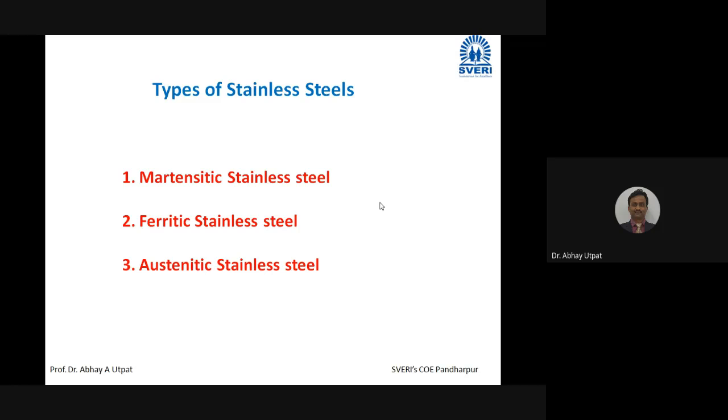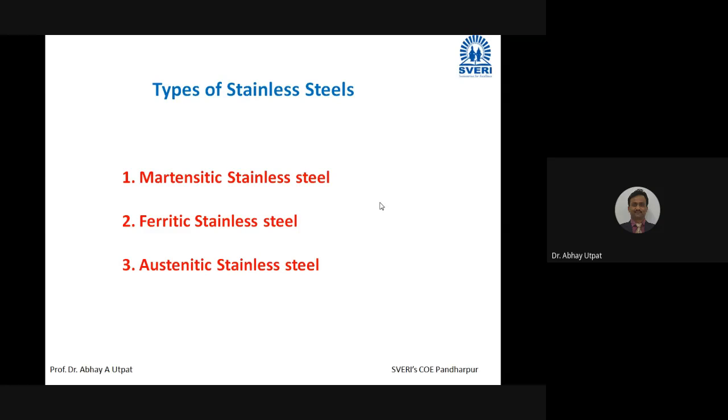Types of stainless steel. Now, if you read it carefully, martensitic stainless steel, ferritic stainless steel, and austenitic stainless steel. Based on what phase is present in the steel at room temperature, these nomenclatures are given. So definitely, martensitic stainless steel has martensite at room temperature. Ferritic stainless steel has ferrite at room temperature, and austenitic stainless steel has austenite structure at room temperature.